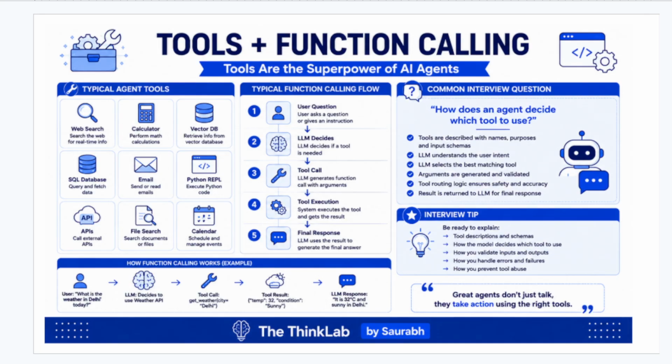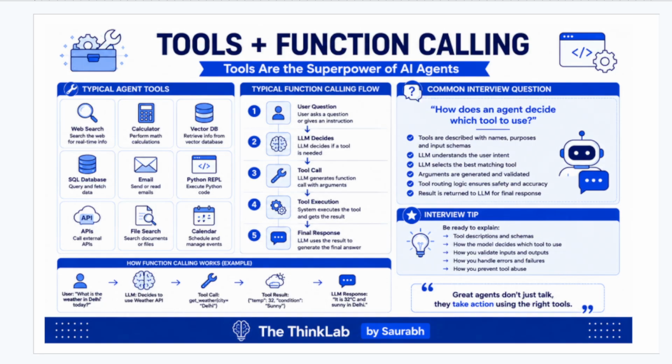So now, let's understand function calling. Suppose the user asks, what is the weather in Delhi today? The model may determine that it needs a weather tool, right? So the model produces a structured tool call. For example, the tool's name will be get weather, right?